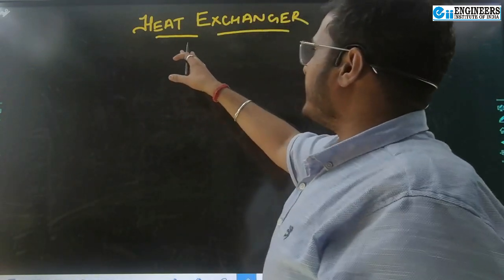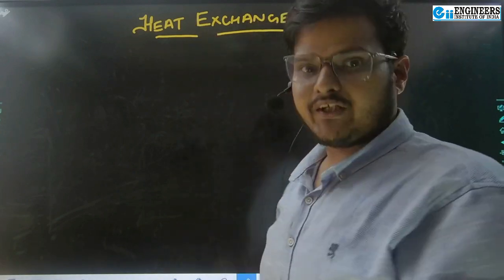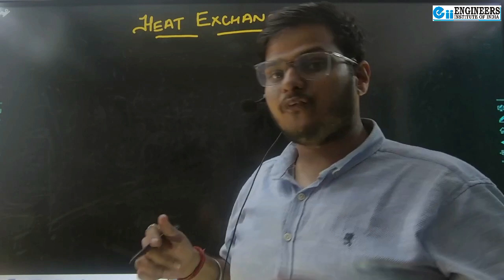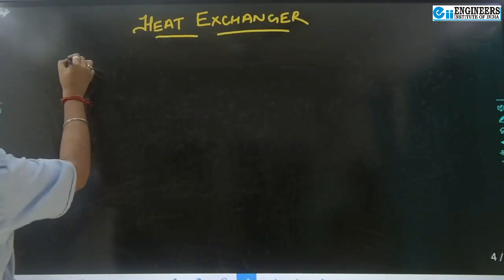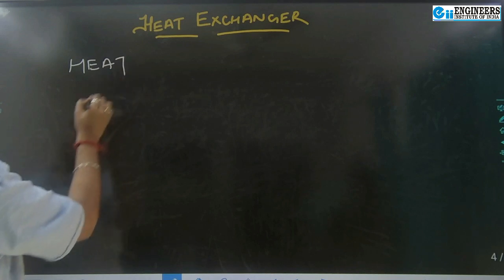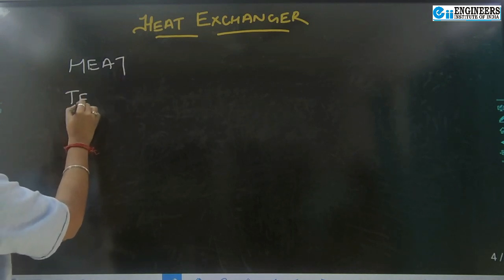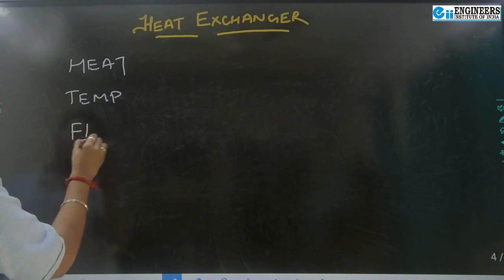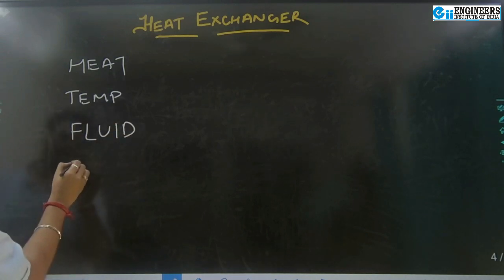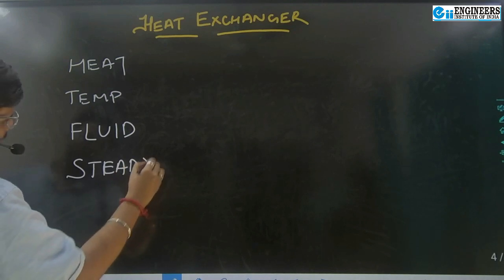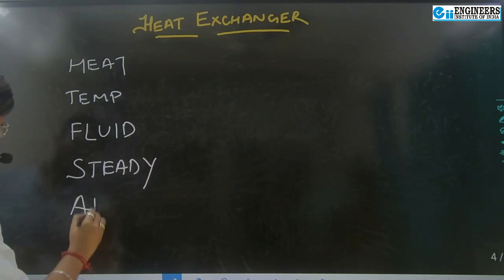As the subject's name suggests, heat exchanger. Let's segregate this title into 5 different components. The first, heat. The second one is temperature. The third one is fluid. Then steady. And the last one, adiabatic.